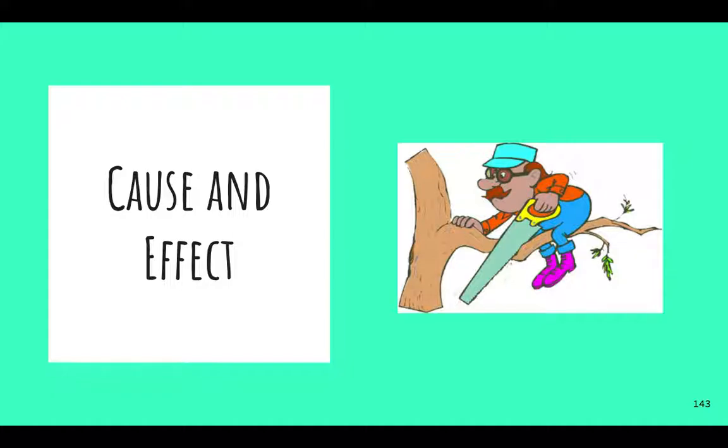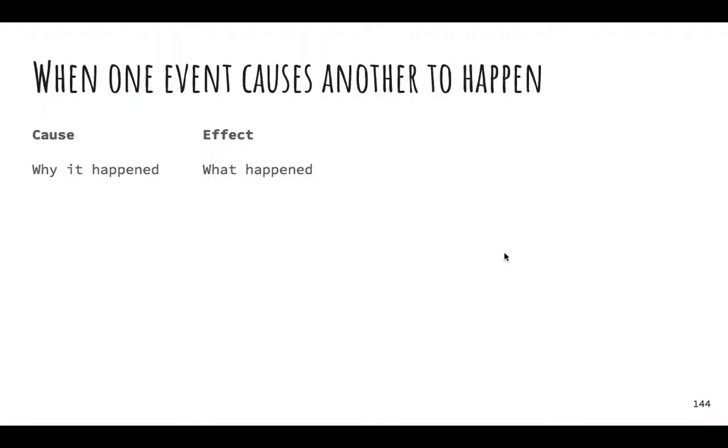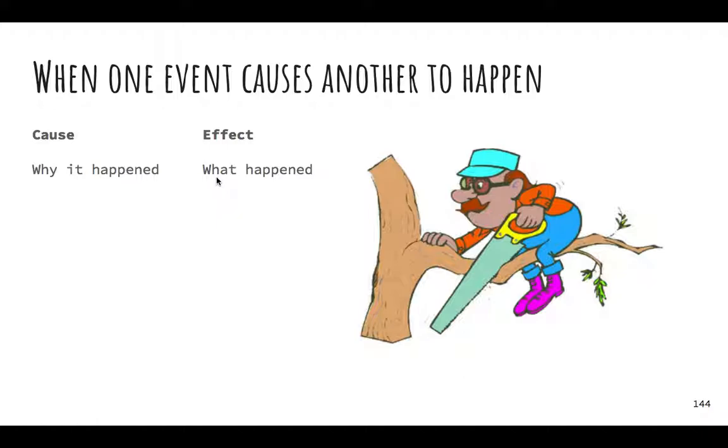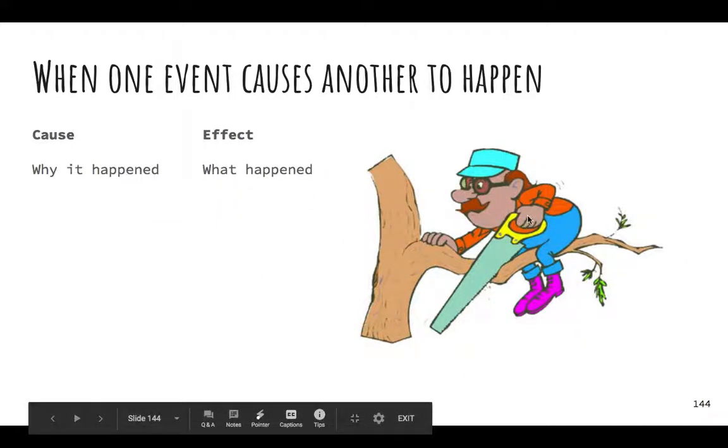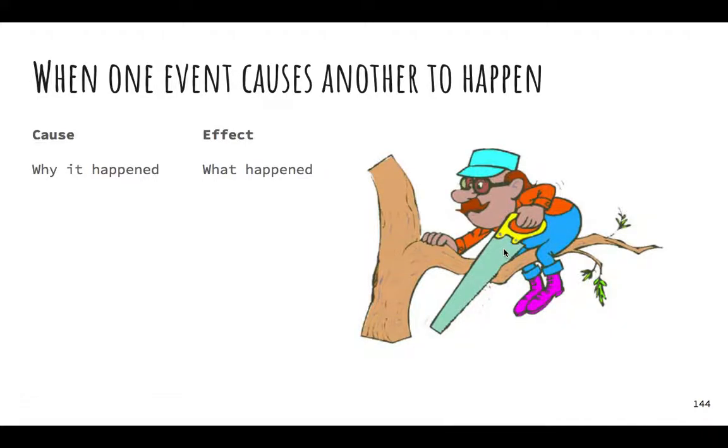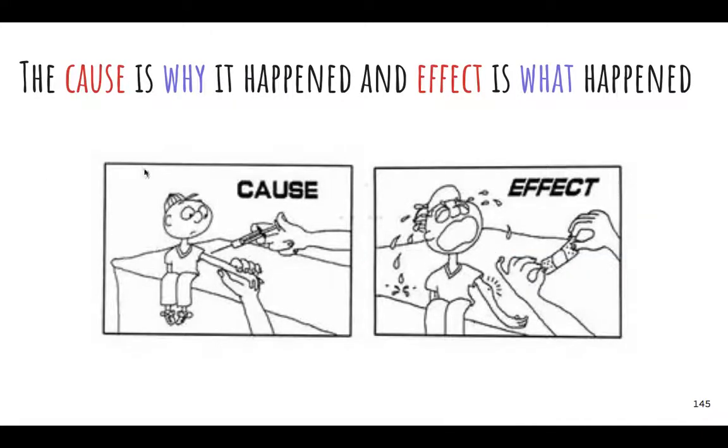Next we have cause and effect. In cause and effect, you can see how this guy is sitting on a branch, but he's cutting the branch. So he's going to fall, you know? Cause is why it happened. Effect is what happened. So what happened is he's going to fall. Why it happened? Because he's cutting the tree branch. Again, the cause is why it happened, and effect is what happened.